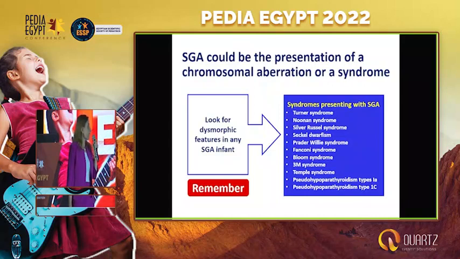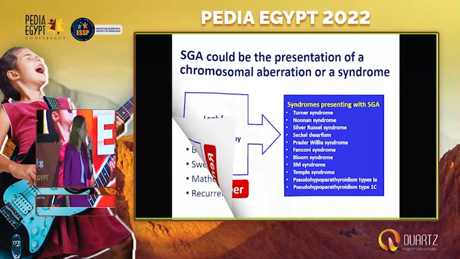Remember, please, that SGA could be the presentation of a chromosomal aberration or syndrome. And you can see here a very long list of syndromes presenting with SGA. So don't forget to look for dysmorphic features in any baby born SGA.